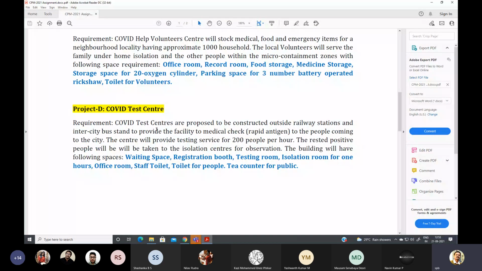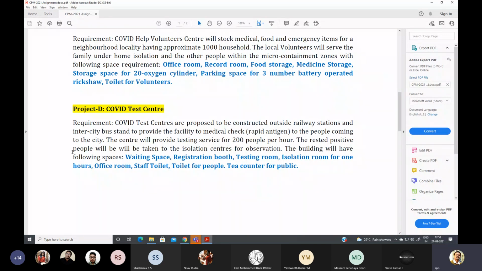So the COVID test center is proposed for construction outside the railway station and intercity bus terminals, to provide the facility of medical checkup and rapid antigen checkup for people coming to the city. The center will provide the testing facility for 200 people per hour, something like that. It requires very little time, as you know. The rapid antigen takes a few seconds, maybe 1 minute maximum.